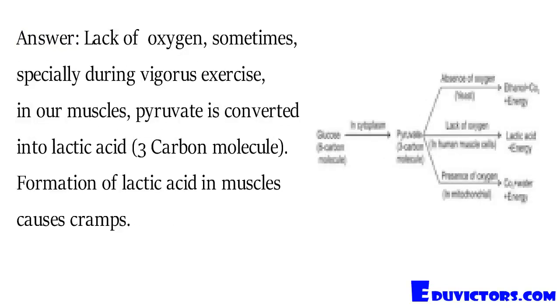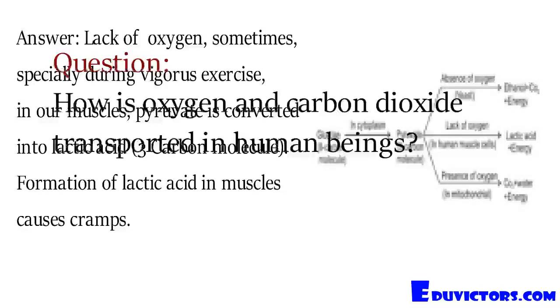Lack of oxygen. Sometimes when there is a lack of oxygen, especially during vigorous activity in our muscles, pyruvate is converted into lactic acid, a 3-carbon compound. Formation of lactic acid in muscles causes cramps.